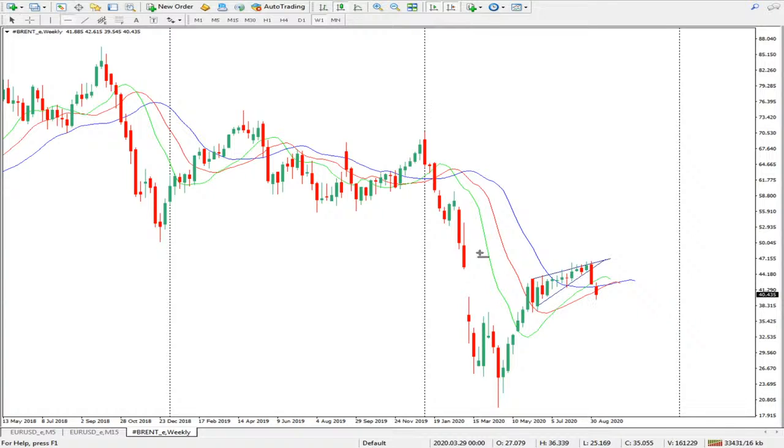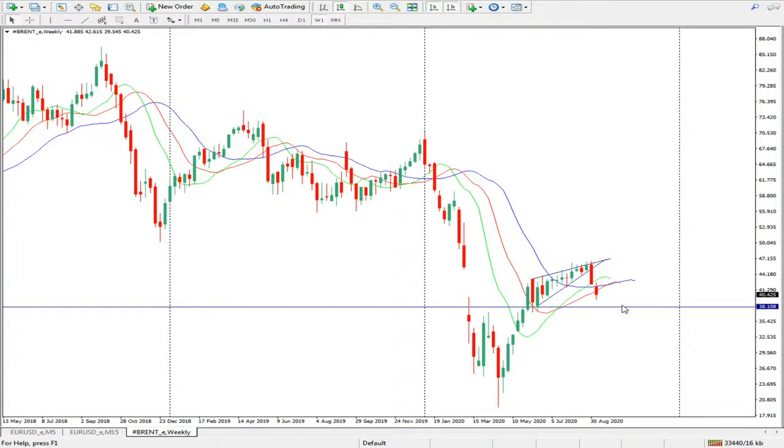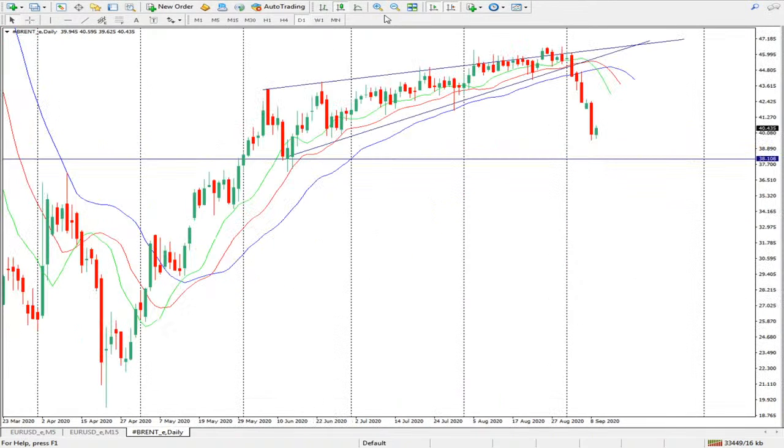So expect price to proceed down up to this level, 38.108. Expect a continuation to this point, where if it breaks below, then we will expect even more movements to the lower side. This is how it looks on the weekly.